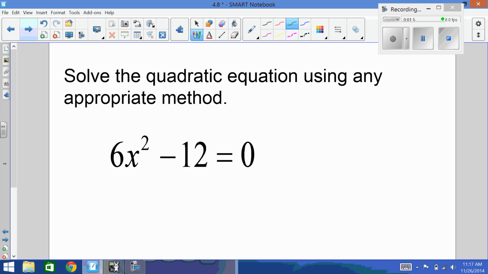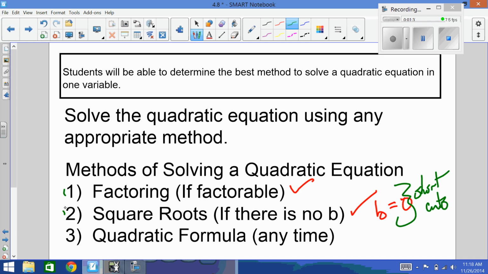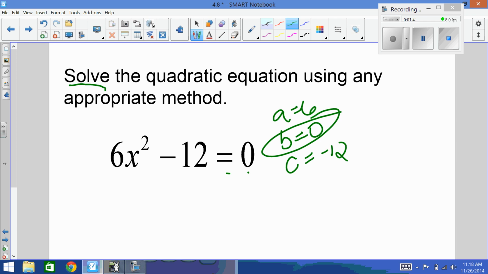First example. Now we're solving, so if you're solving, you always want to set it equal to 0, which it is. We have A is 6, B is 0, C is negative 12. Since B is 0, I'm going to use the square root method, number 2. So I'm going to add 12 to both sides, and I get 6x squared equals 12.